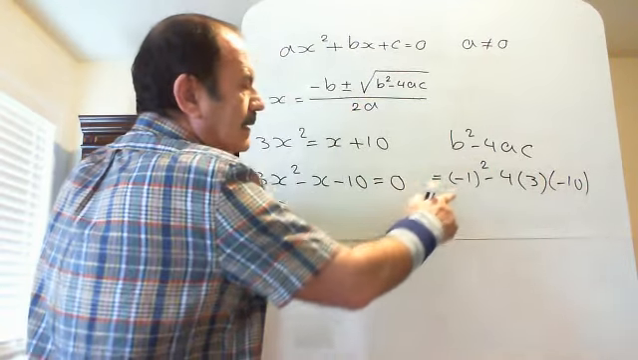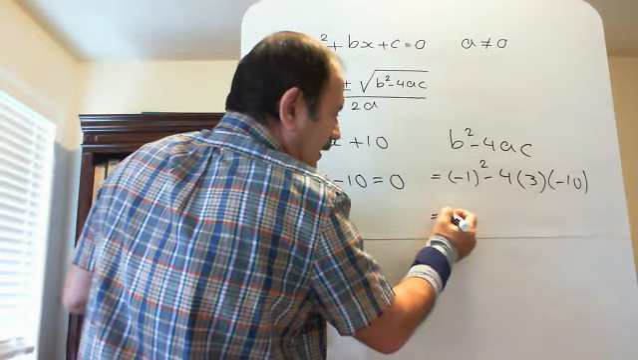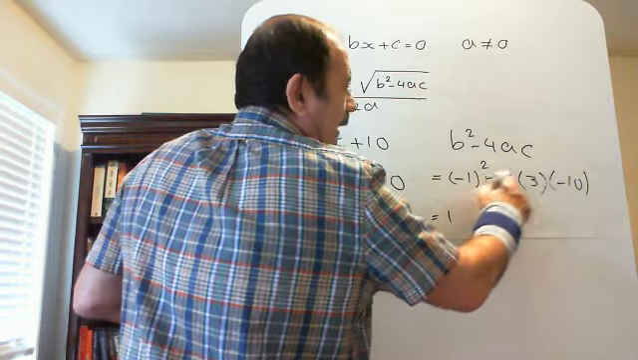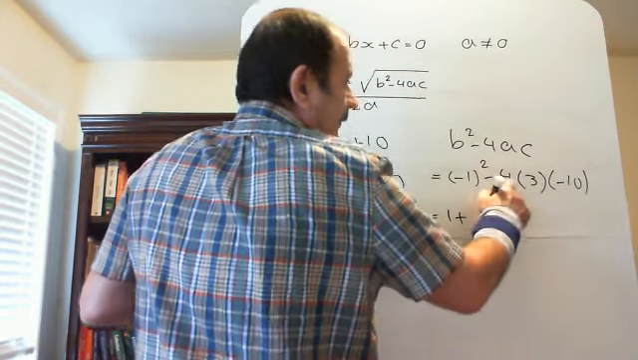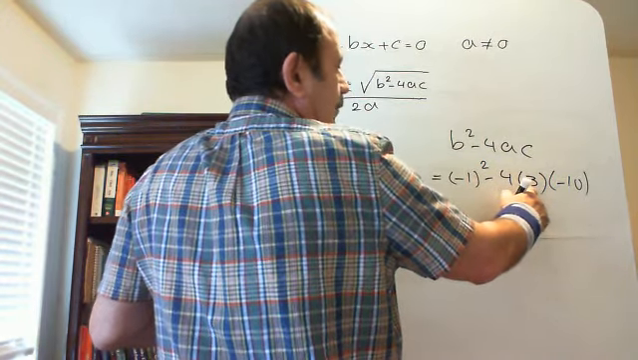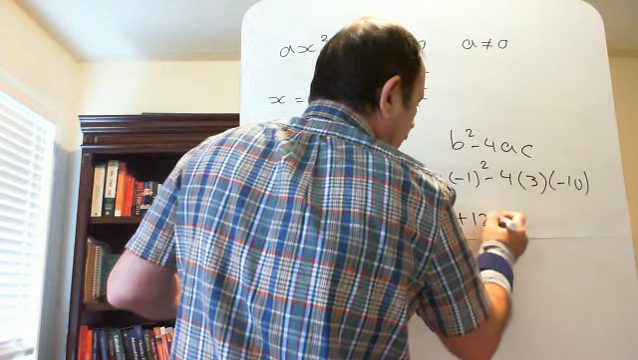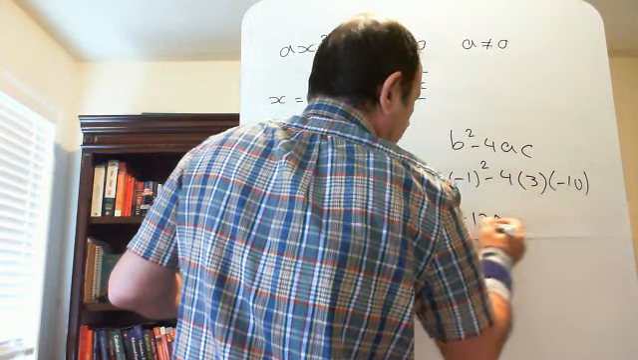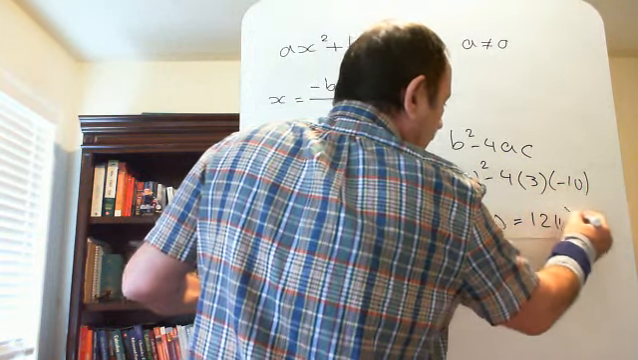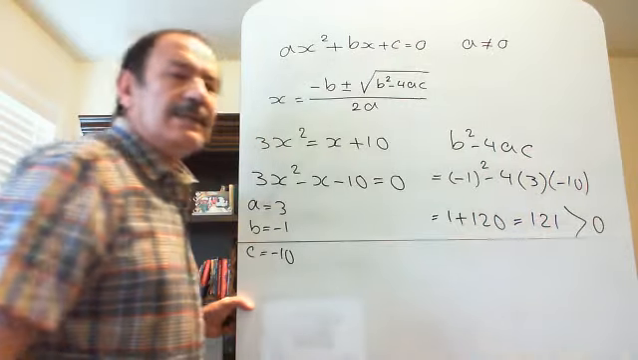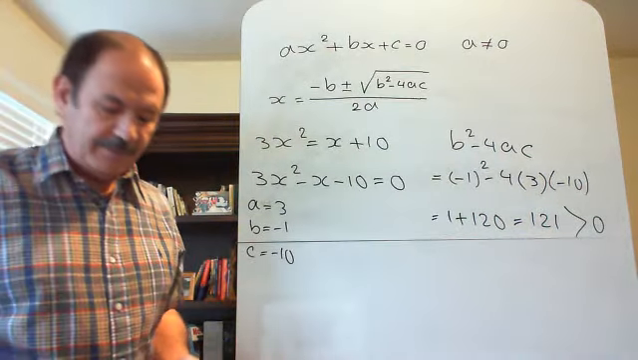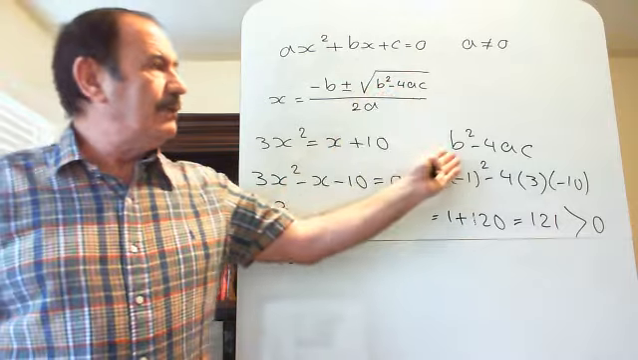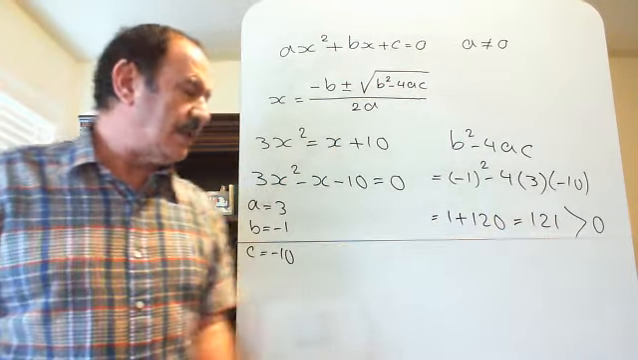Then what's the answer? Negative 1 to the power of 2 is 1. And negative times negative is positive. 4 times 3 is 12 times 10 is 120, which makes 121, greater than 0. Then it has 2 answers because it's positive, because the discriminant b squared minus 4ac is positive.